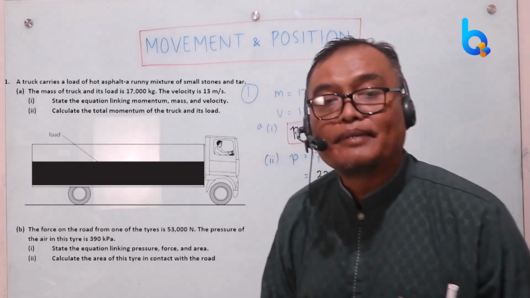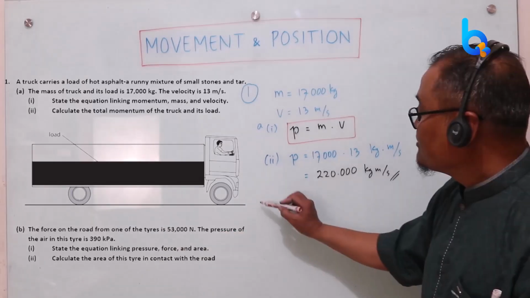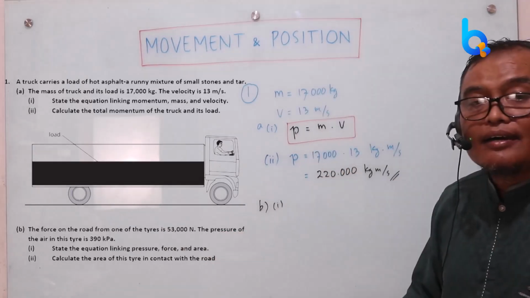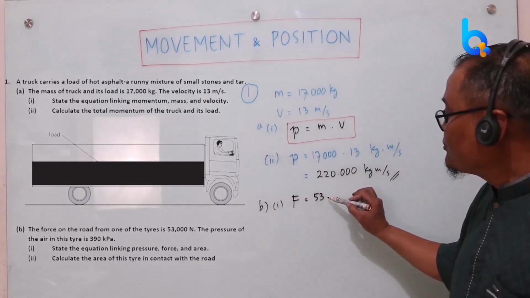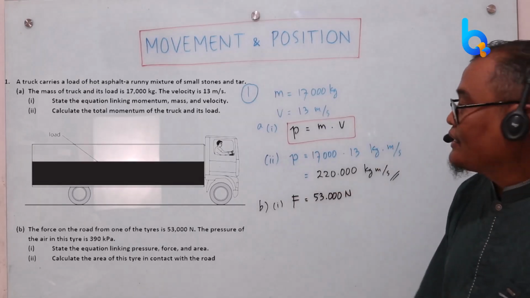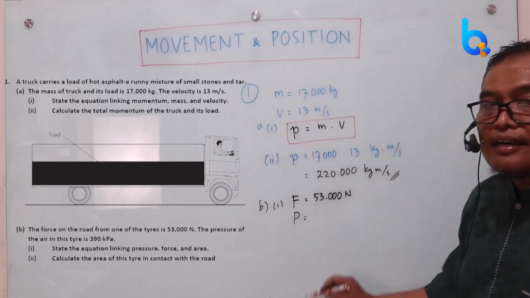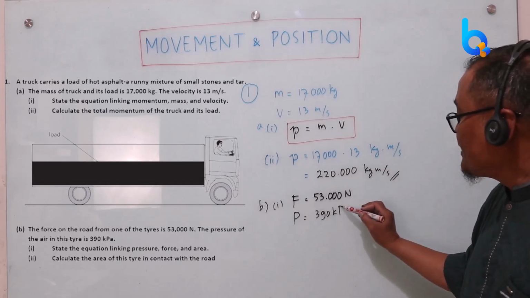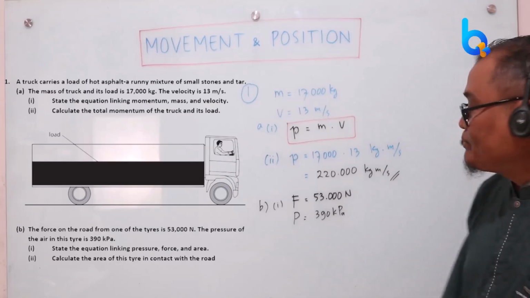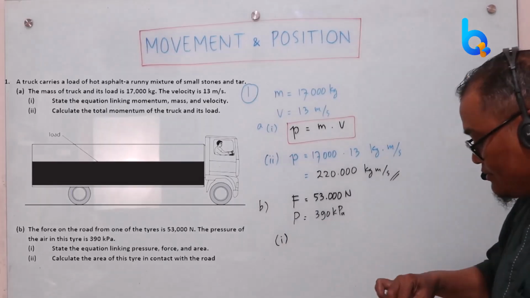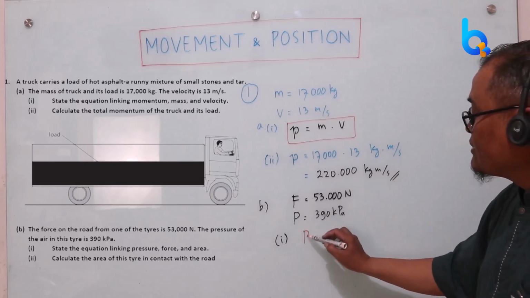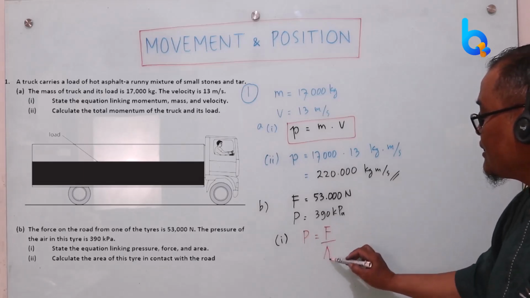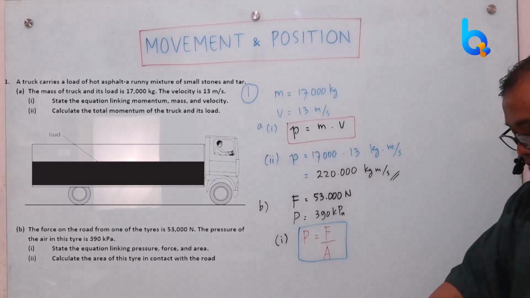Okay. Next, B, the force on the road from one of the tires. In B, number 1, you can see the force on the road from one of the tires is 53,000 Newton, and the pressure of the air is 390 kilopascal. And then state the equation linking pressure. What's the formula? The formula linking force, pressure, and area is pressure equal force over area. Done.